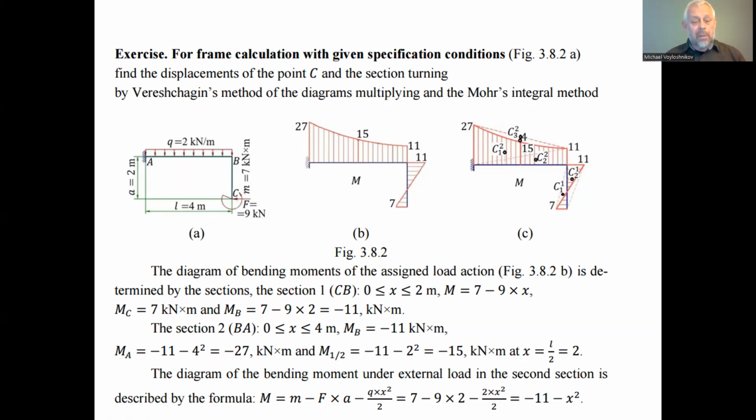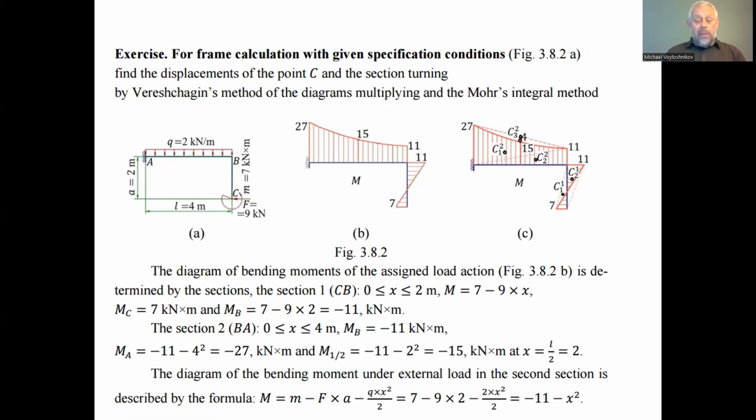The system is loaded by the distributed force equal to kilonewton per meter, by the bending moment rotating counterclockwise equal to 7 kilonewton meters, and the transverse force leftward 9 kilonewtons. So the question is to find the displacement of the point C left along the horizontal line, the vertical displacement, and the bending displacement of the point C.